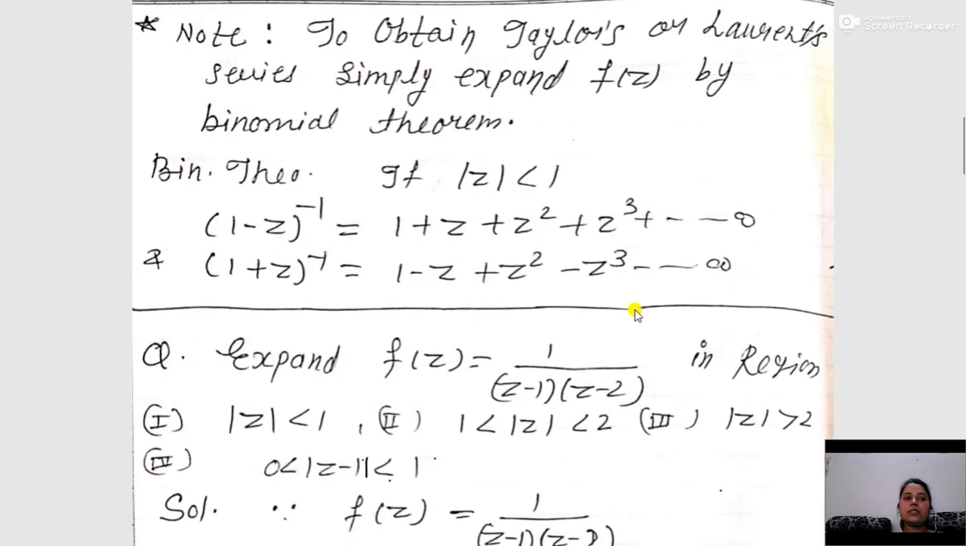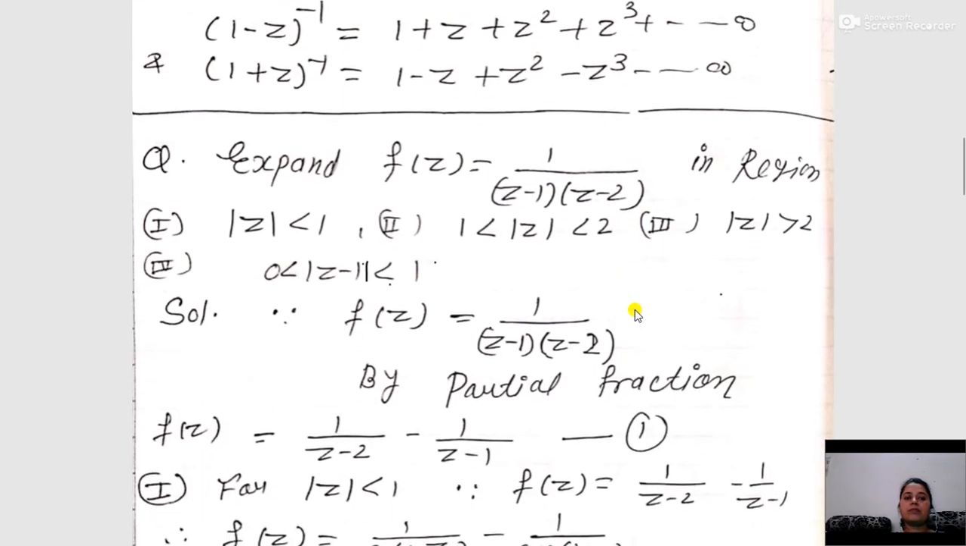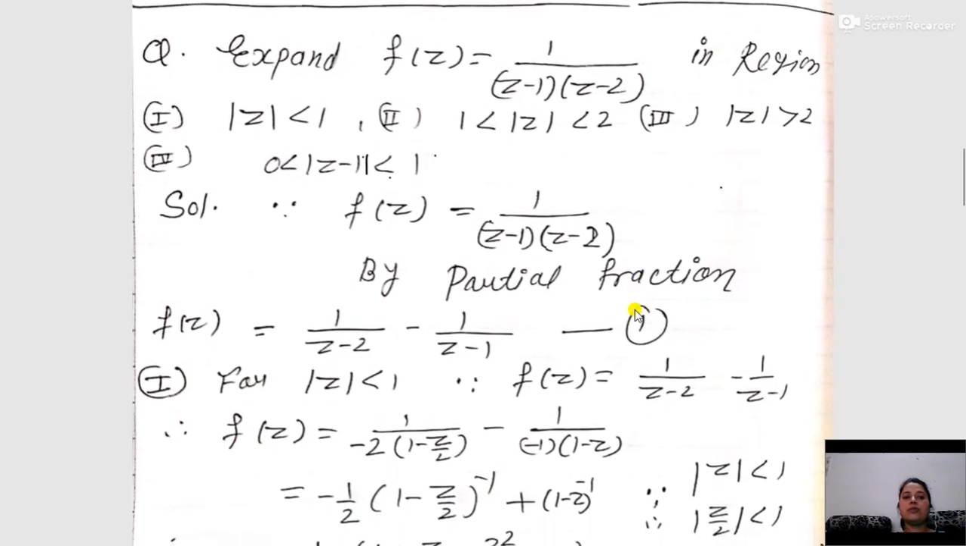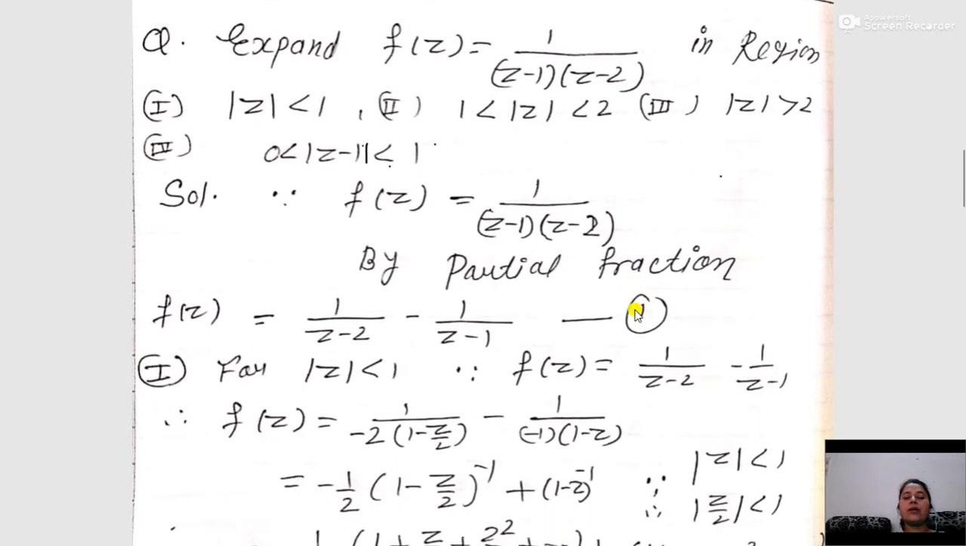So let's solve some examples. So this is your first example. In this example, we have to expand f(z) = 1/((z - 1)(z - 2)) in various regions. So first region is |z| less than 1, second is |z| greater than 1 but less than 2, third is |z| greater than 2, and fourth is |z - 1| greater than 0 but less than 1.